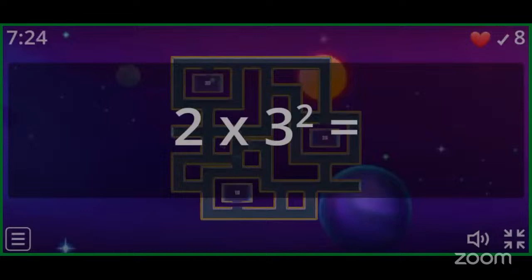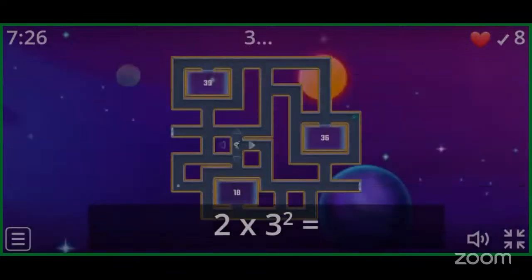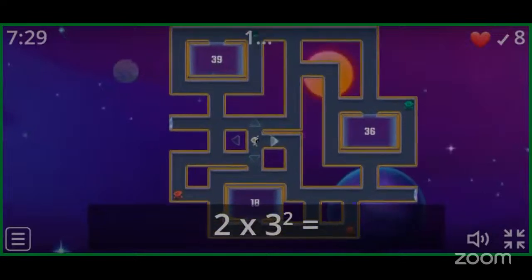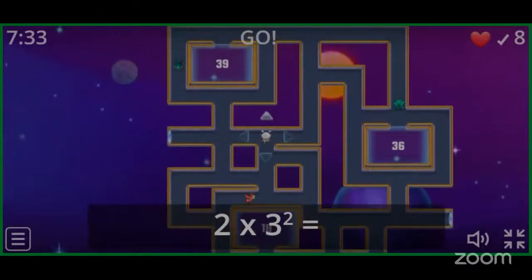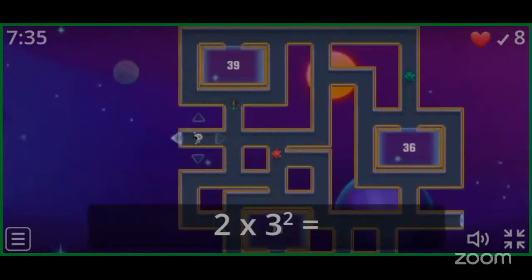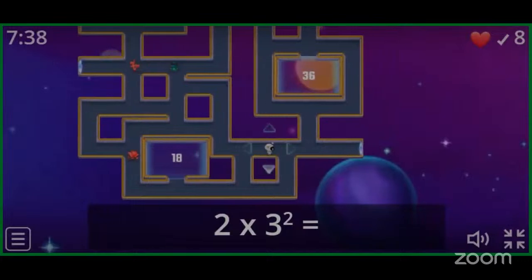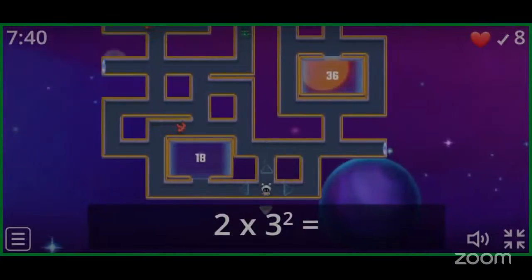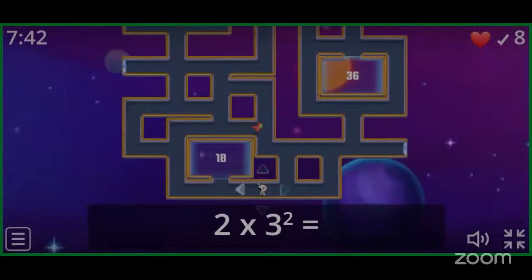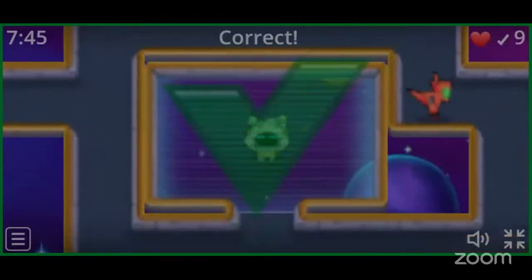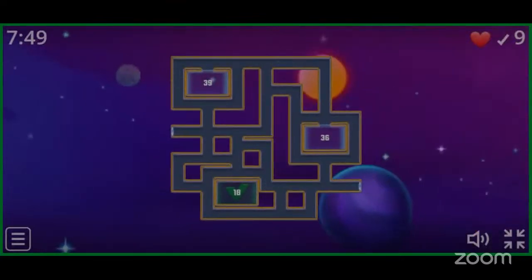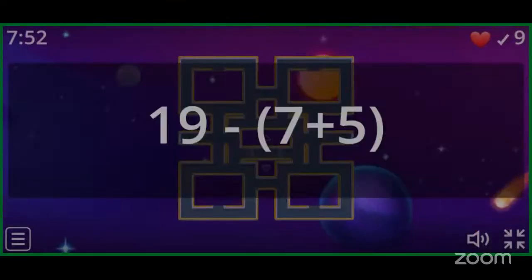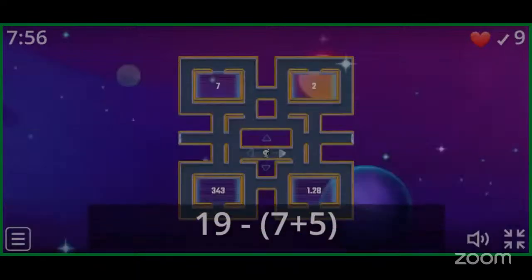All right, let's look at this one now. Studying the question, we can see which is higher in the order of operation is powers. And we've got 3 squared. 3 times 3 is 9. I'm going to get rid of portal there. All right, and then we've got times 2. So we've got 3 times 3, which is 9, times 2, 18. 2 times 9 is 18. We got 1 heart left. Not for lack of correct answers, but these robots are getting tricky.